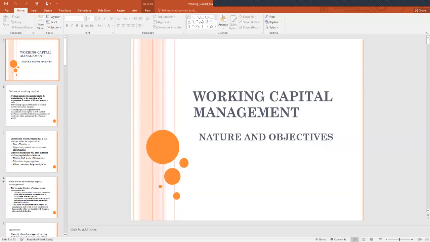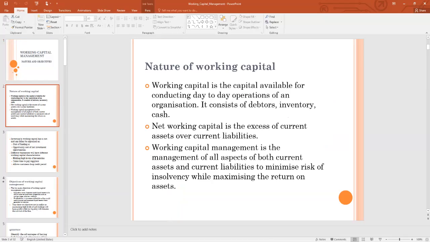Yeah, here we go. Okay, working capital management. This is a simple introduction to working capital management. First, we have defined working capital, technically, as the excess of current assets over current liabilities. That's referred to as the net working capital, the excess of current assets over current liabilities.